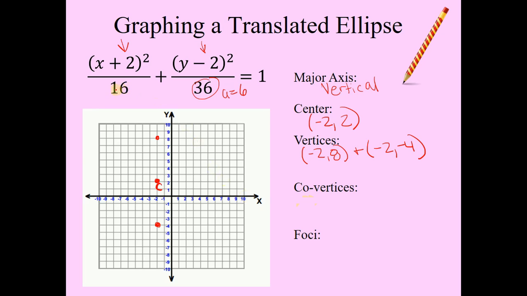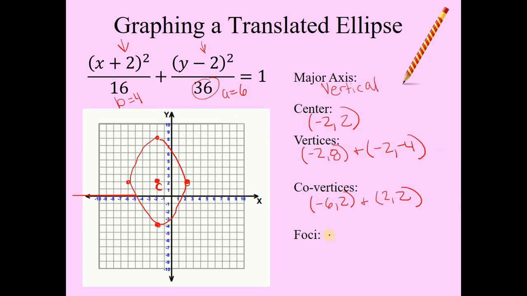My co-vertices: my b value is 4 because that's the square root of this number. So from my center, I have to go 4 both ways. That would be at -6 and at 2. So I have one located at -6, 2, and the other one located at 2, 2. Now I have drawn in basically my ellipse right there. Not a very good one, but nevertheless.